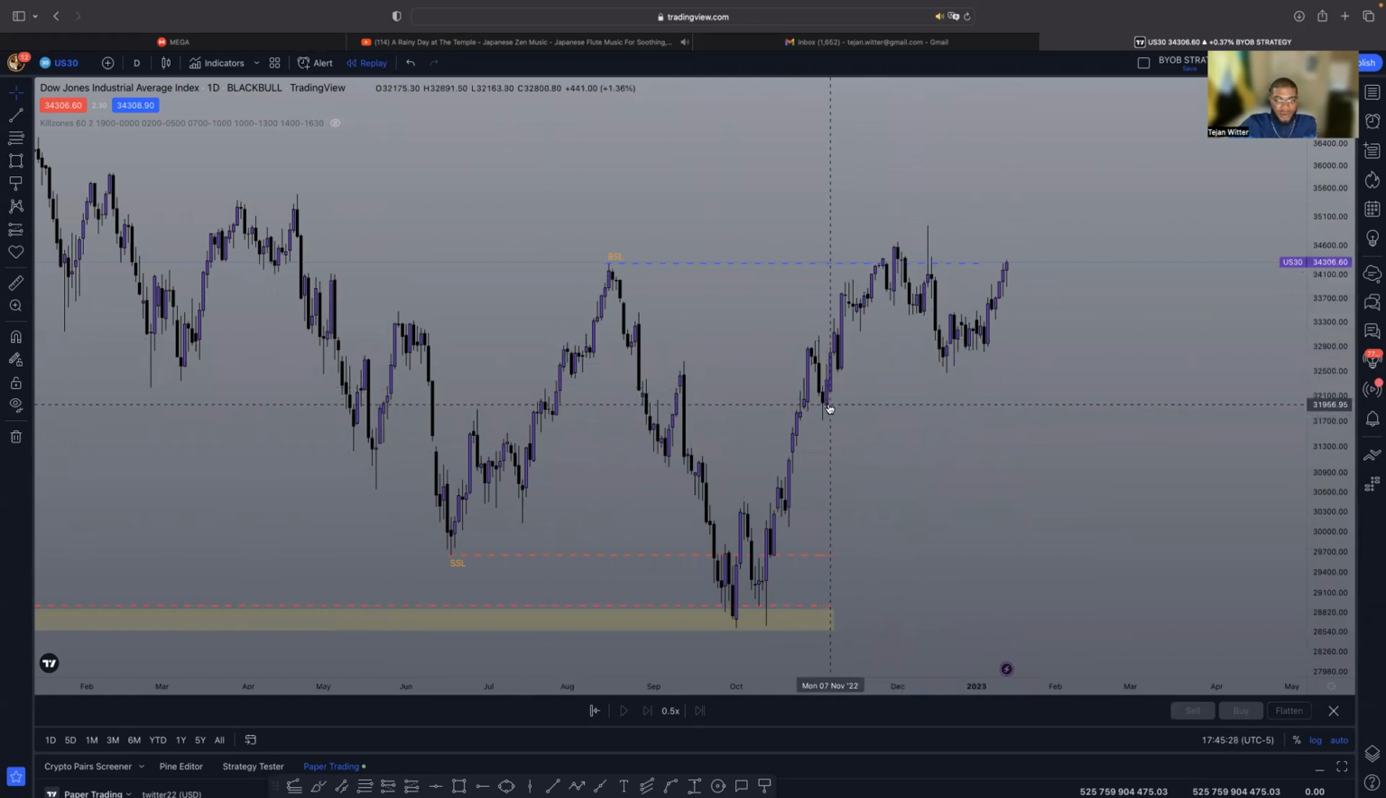And that is going to be from this low right here, which filled this gap. So for me, that is an intermediate term low, which means price should not go back below that area.